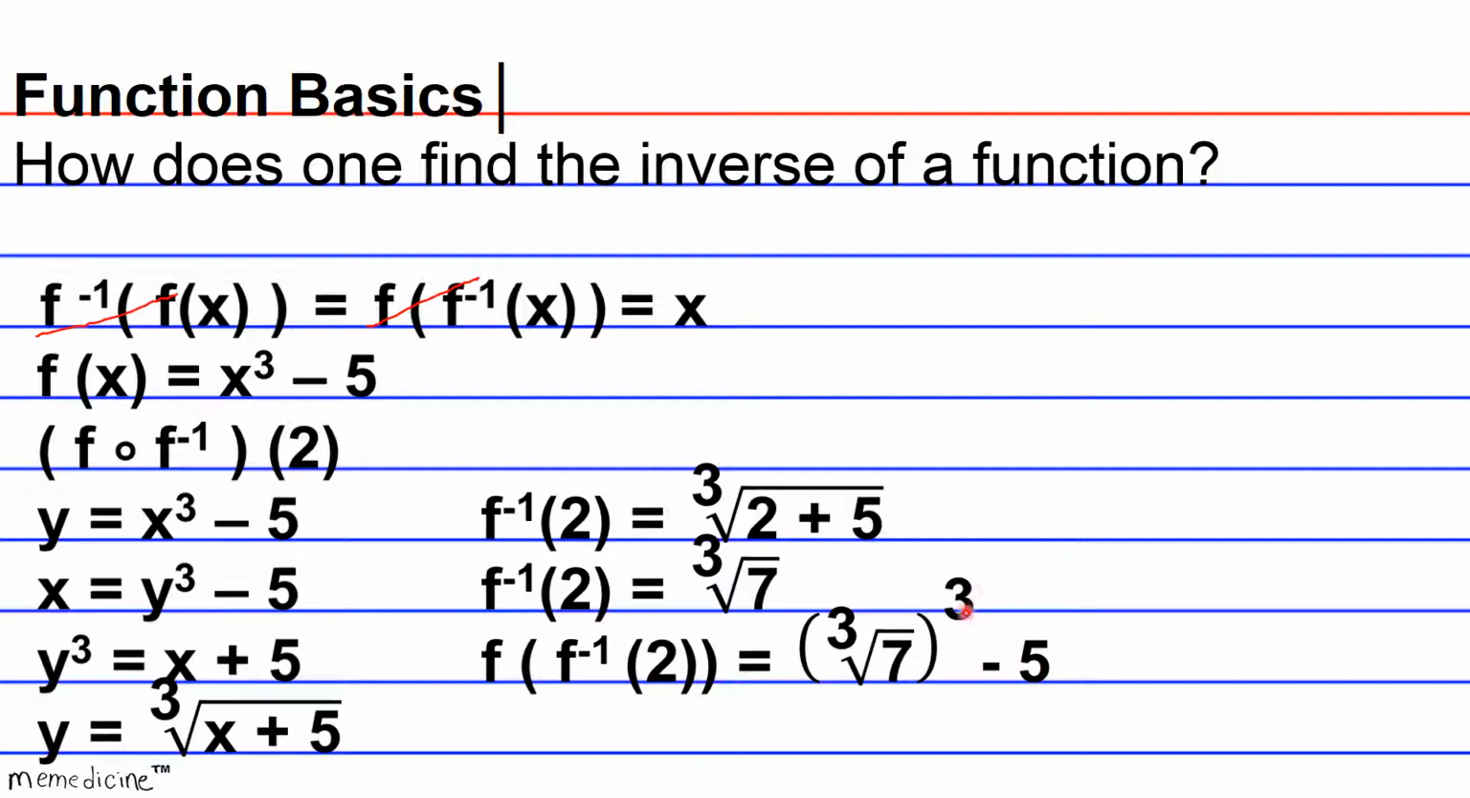Well, we know that cubing, or raising a cube root to the power of 3, just basically is going to cancel out the cube root. And so what we're left with is 7 minus 5, and that's going to be equivalent to 2. And yay, this is what we started out with. So our whole point is proven, that the inverse of a function basically undoes the original function, okay?